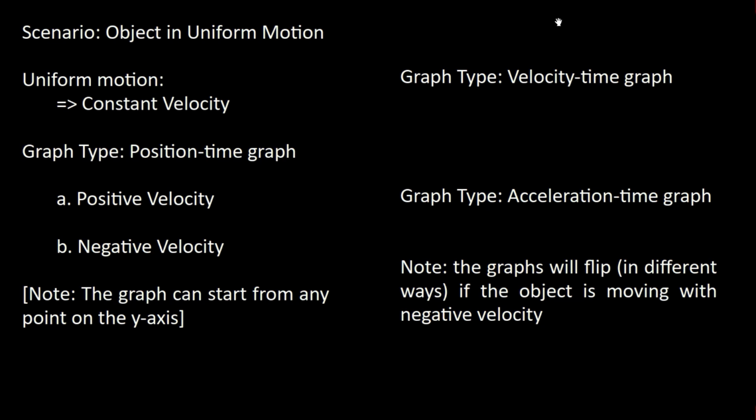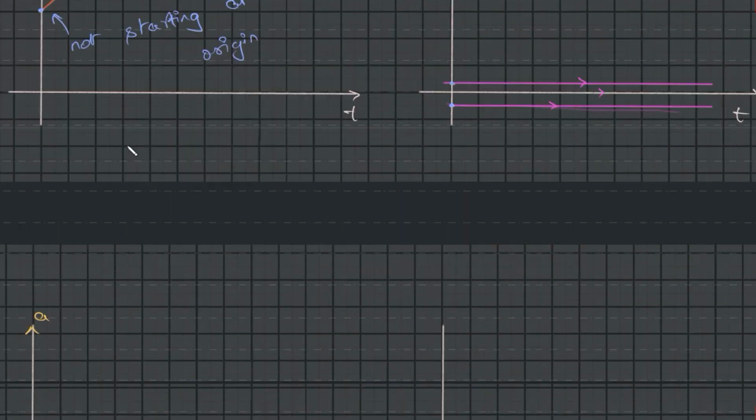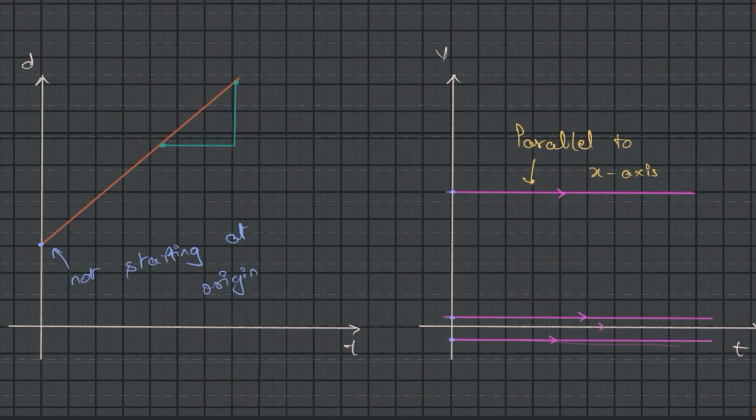And by the way, this is the heading. So let's see if I have spoken about everything. Uniform motion, constant velocity, position time graph, positive velocity, negative velocity. I showed that. Graph can start from any point on the y-axis, that I showed. Velocity time graph. Oh, okay. So what it means is this. So in distance time graph, you can have such graphs as well. Displacement time graph, you can have this as well.